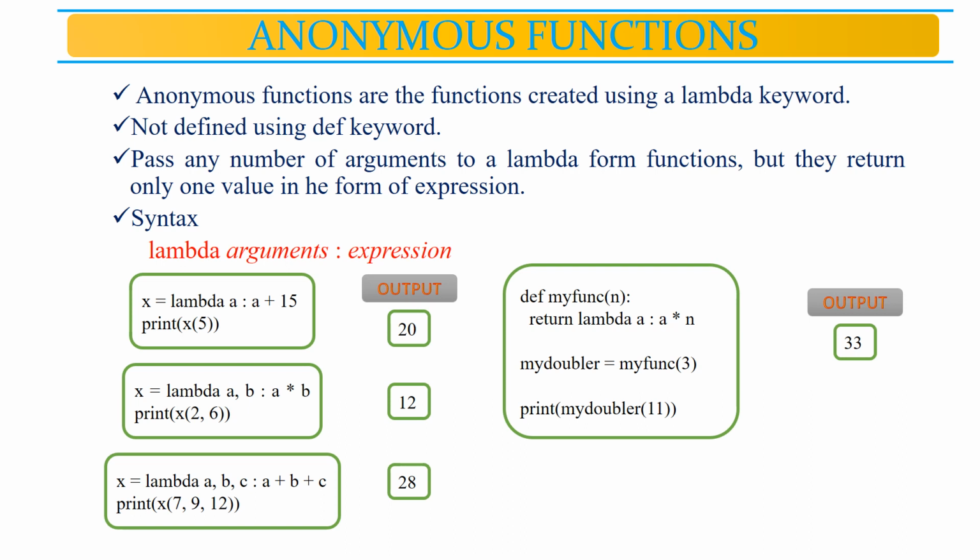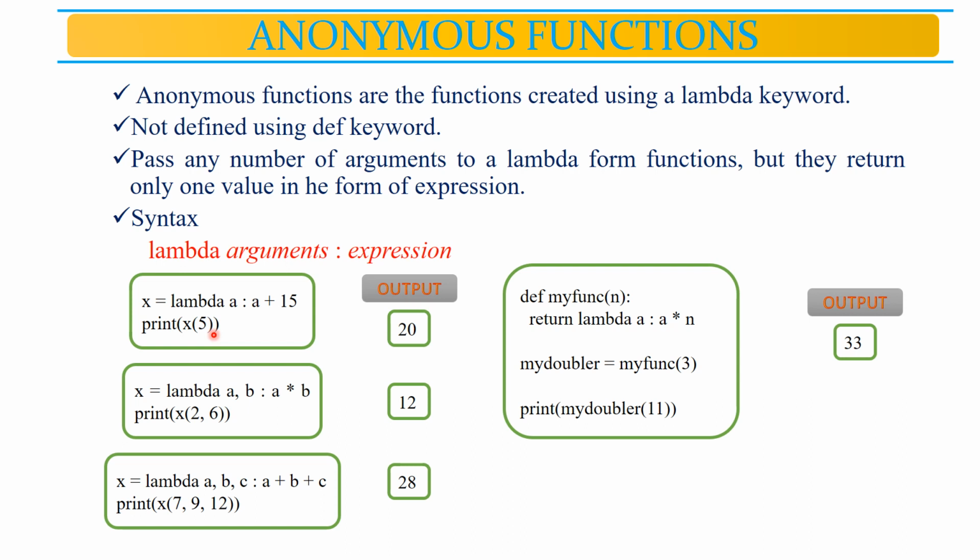The next one is an anonymous function. Anonymous functions are functions created using the lambda keyword, not defined using the def keyword. You can pass any number of arguments to lambda functions, but they return only one value in the form of an expression. The syntax is lambda arguments colon expression. For example, x is equal to lambda a colon a plus 12. So print of x of 5.